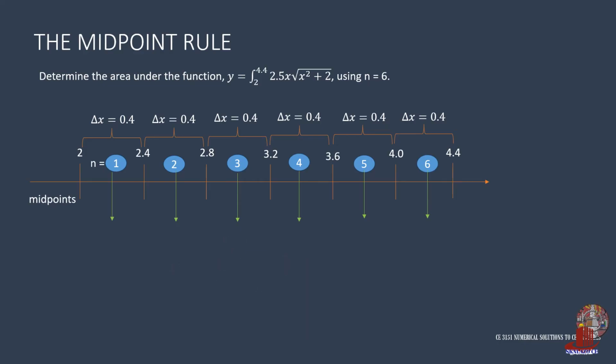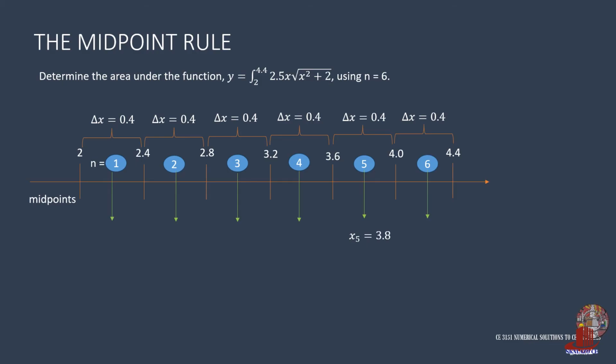The fourth strip uses the midpoint of 3.4, taken from half the summation of 3.2 and 3.6. Use this value as x in the function, making it 2.5 times 3.4 with the root of 3.4 squared plus 2. Then multiply the function by 0.4, resulting in 17 root of 339 all over 25.